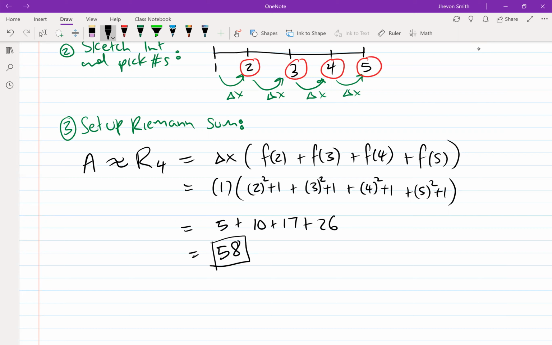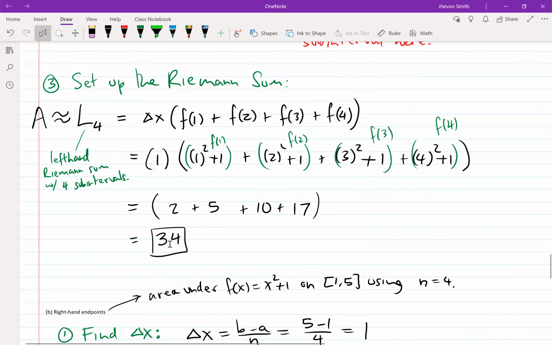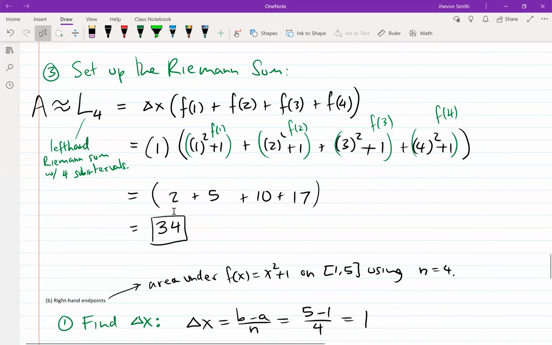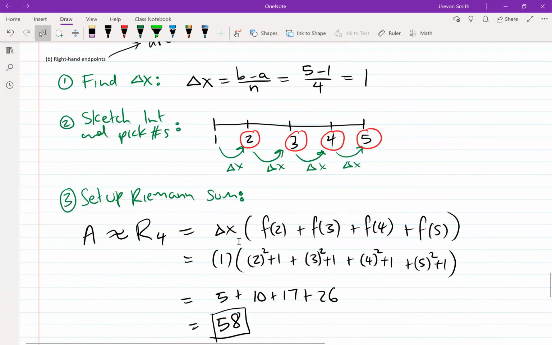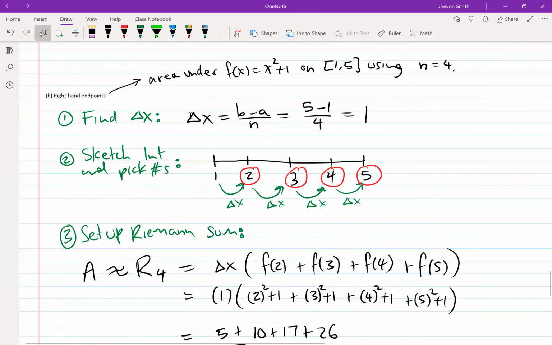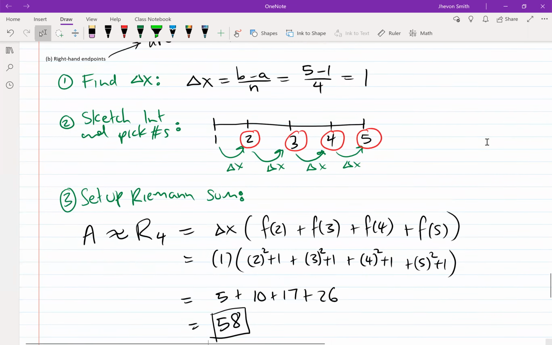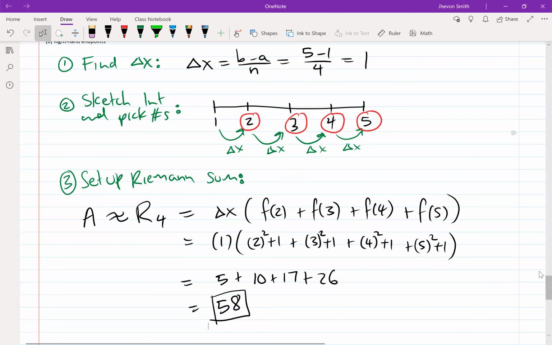Now, I want you to notice that it's actually higher than the last number that we got, but of course, these are all approximations. None of these are going to be the exact areas because we're using a finite number of rectangles. So using the left hand, we got 34. And we can talk about next time why you think this is actually smaller than this. But using the right hand, it's actually 58. So as you can see, this is the problem in its entirety right here.